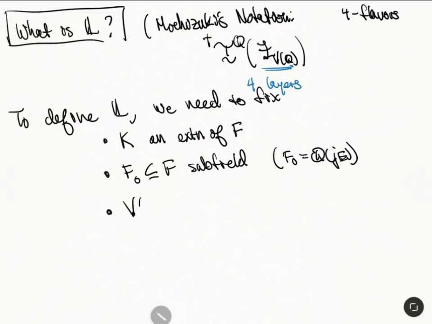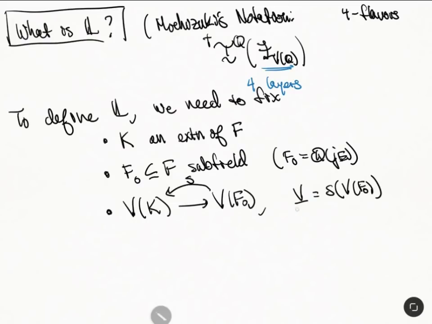So here's all the places of K. It maps to all the places of F. And then what we can do is we can take all the places, we can take this thing, and we define V underline to be S of V of F naught. So these are lifts of places on this bottom field to K. All right. So the image of this thing is this V underline. Okay. So we need to fix all these things, and now I will go ahead and define this.